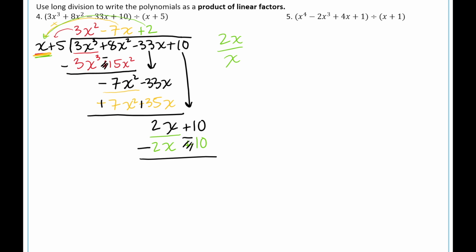Time to subtract, so I need to drop down the 10. Subtract. Oh, I have 0. I have a remainder of 0. So I have 3x squared minus 7x plus 2.